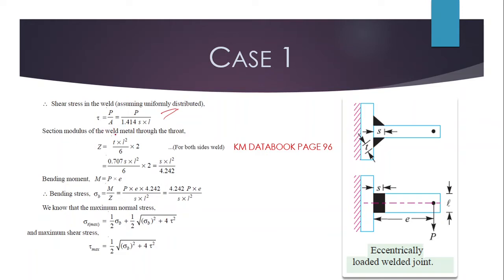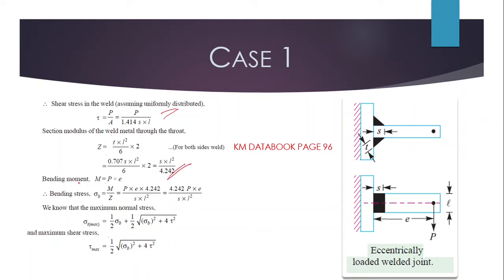Then section modulus of the welding material, we can get this particular equation from the design data book page number 96. Here that section modulus is equal to T L square by 6, and for 2 welds we can multiply that section modulus by 2 for both sides of the weld. Then that will become S L square divided by 4.242, and this is the section modulus.